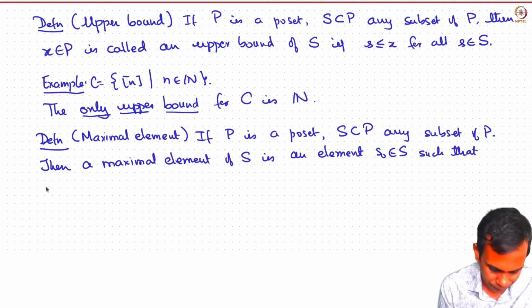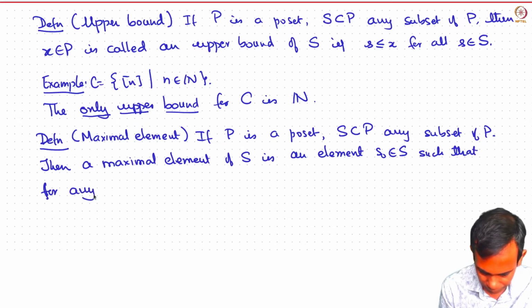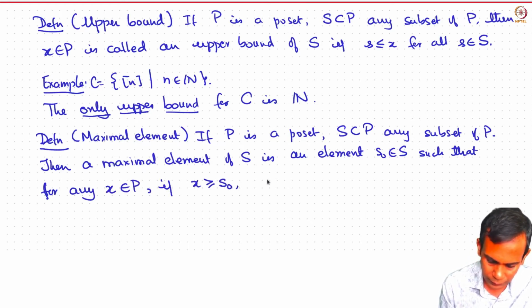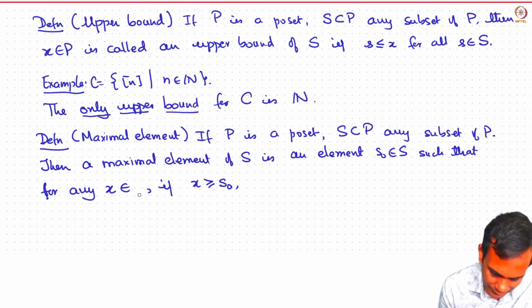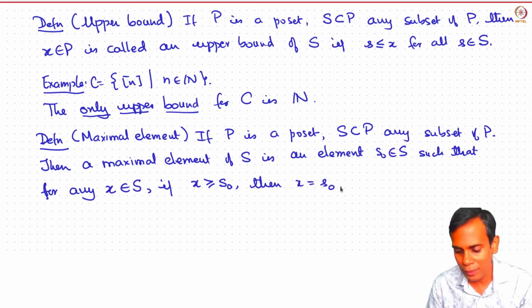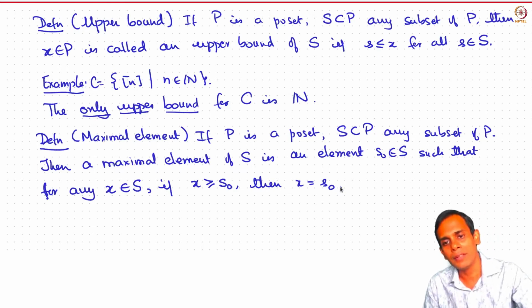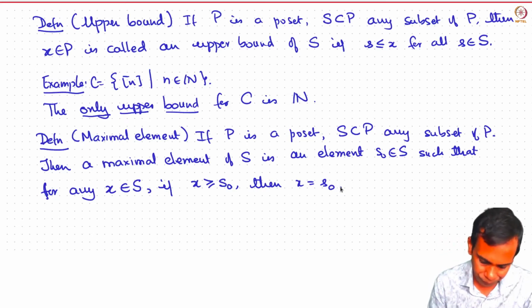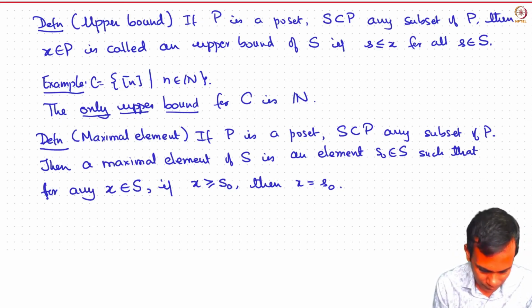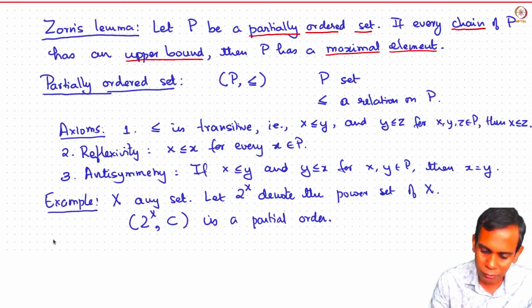for any x in P, if x is greater than or equal to s0, or maybe I should say it like this, for any x in S, if x is greater than or equal to s0, then x is equal to s0. So there is no element of S other than s0 itself which is greater than or equal to s0. So that's this definition of a maximal element. So we've defined all the terms in this.